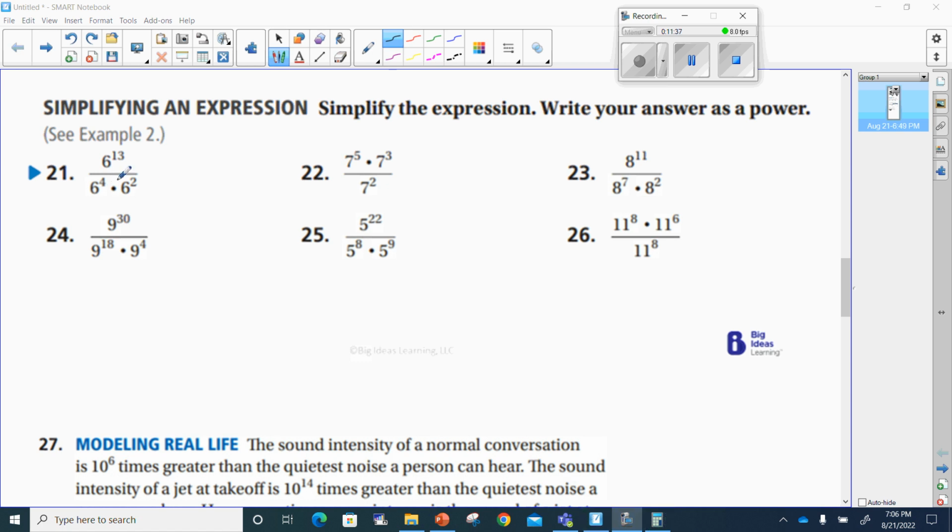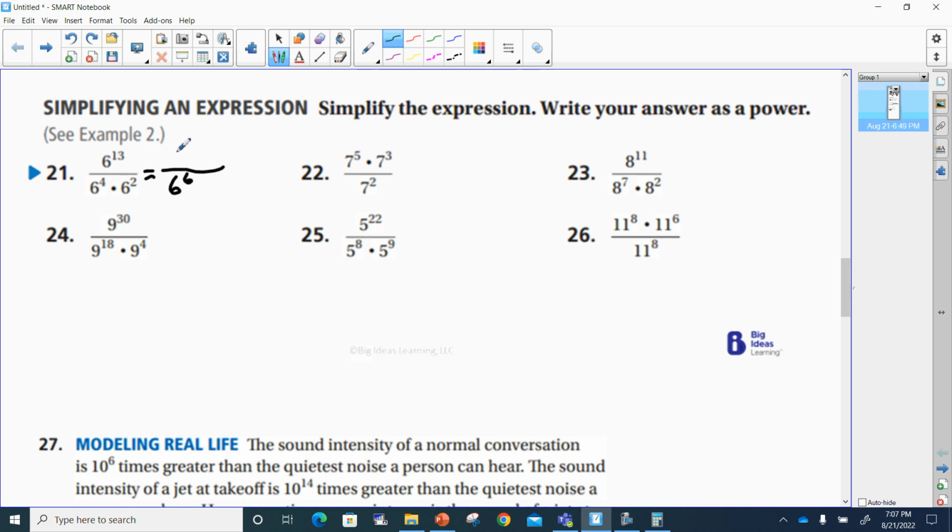So on this one, it's just a little bit different. Remember, we've got 6 to the 4 times 6 to the 2. This is going to equal 6 to the 6 on the bottom. Remember, when we're multiplying, we can add our exponents. We still have 6 to the 13 up top. Now we have a division problem, and when we divide, remember, we're going to subtract. So we have 13 minus 6, right?